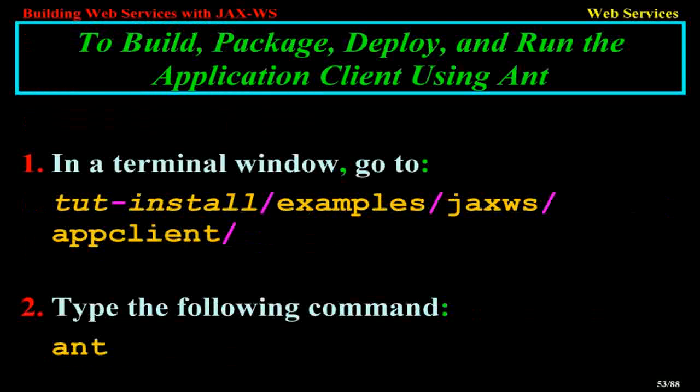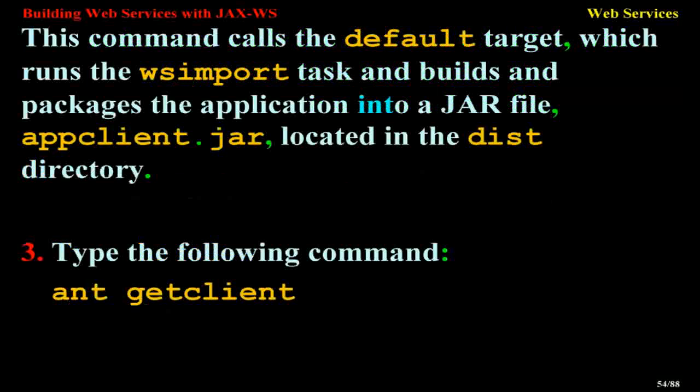To build, package, deploy, and run the application client using Ant: In a terminal window, go to tut-install/examples/jaxws/appclient. Type the following command, ant. This command calls the default target, which runs the wsimport task and builds and packages the application into a JAR file, appclient.jar, located in the dist directory.